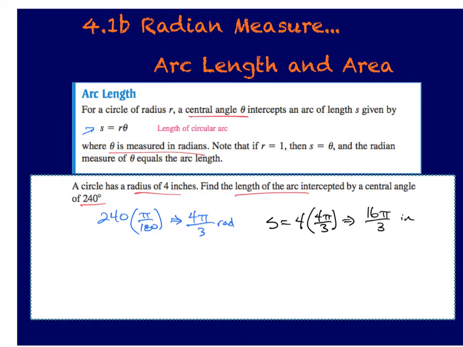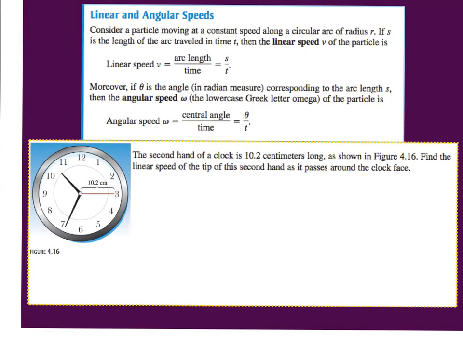All right. Linear and angular speeds. Linear speed. Emily, pick a reader. Eva's going to read. Consider a particle moving at a constant speed along a circular arc of radius r. If s is the length of the arc traveled in time t, then the linear speed v of the particle is linear speed v equals arc length over time.